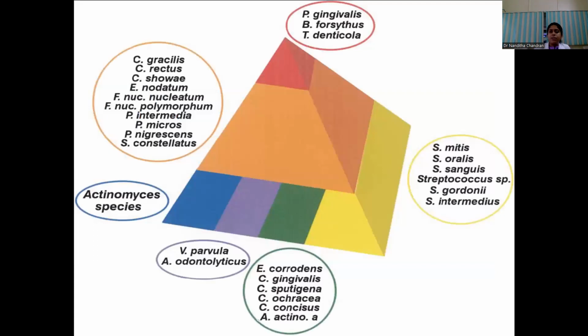The last is about the bacterial complexes given by Socransky. They are called Socransky's complexes. We have red, orange, purple, green, yellow complex organisms. In this, the red complex organisms are P. gingivalis, Tannerella forsythia, and T. denticola, which are responsible for bleeding on probing.